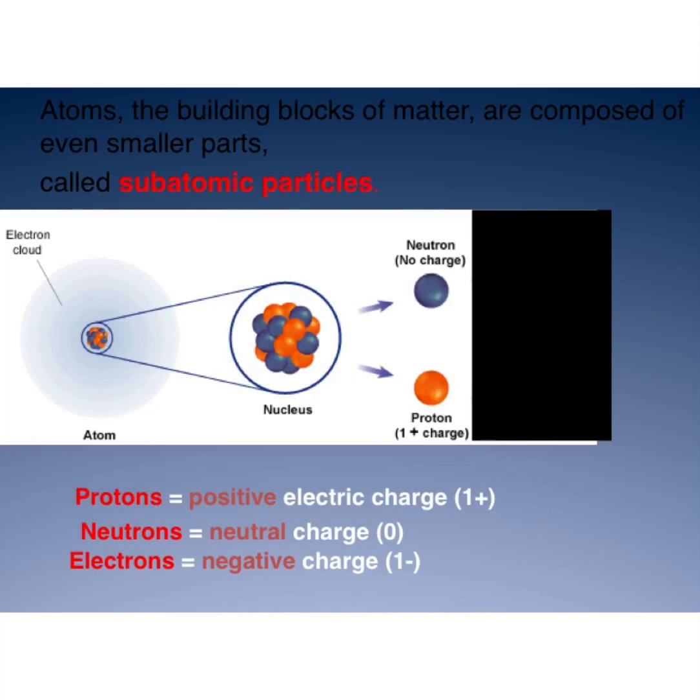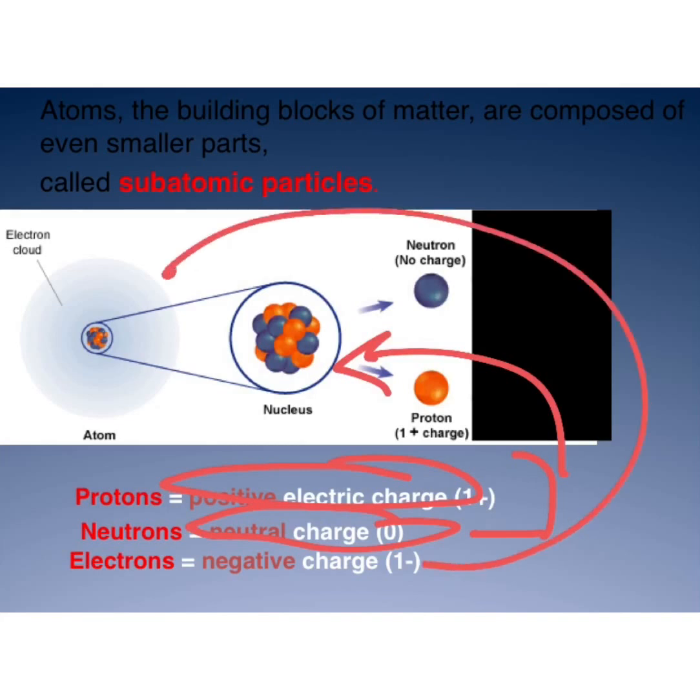We call those subatomic particles, and they include things like protons, which have a positive electrical charge, neutrons, which have a neutral charge. Both protons and neutrons are found in the nucleus of the atom, and electrons, which have a negative charge, are found in the electron cloud, orbiting around the nucleus. The vast majority, practically all of the mass of the atom is found within the nucleus itself. And outside of the nucleus, the electron cloud is pretty much mostly empty space, with the electrons swirling around.